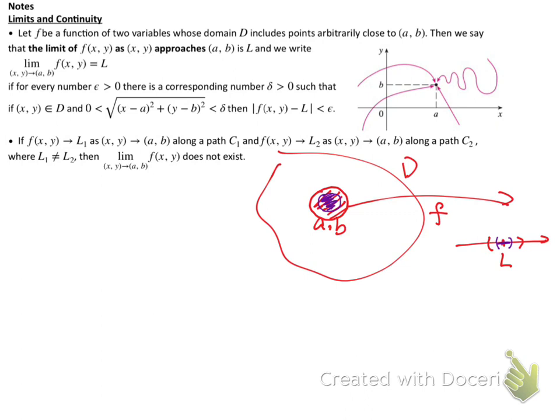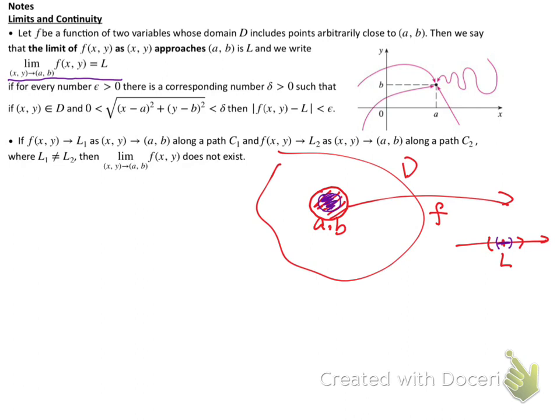Go back to the wording of the definition. If f is a function of two variables whose domain D includes the point (a, b) and also the points arbitrarily close to (a, b), which means a little ball around (a, b), in dimension 2 I should call it a disk, then we say that the limit of f as (x, y), again the pair of points, approaches (a, b) is L, and we write it as the limit as (x, y) goes to (a, b) of f(x, y) equals L, the terminal value.